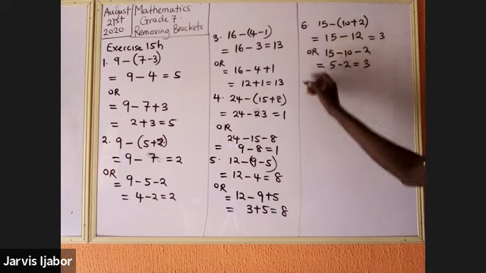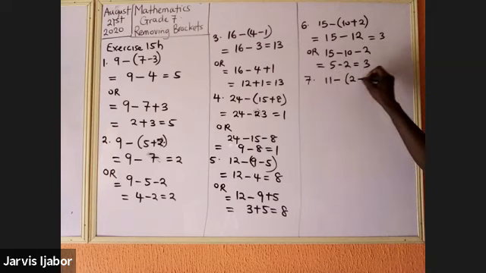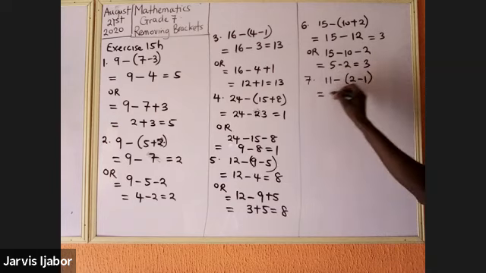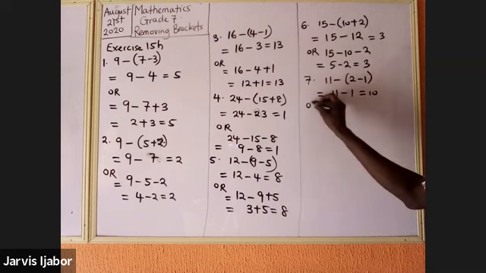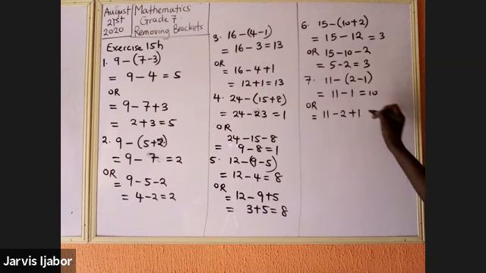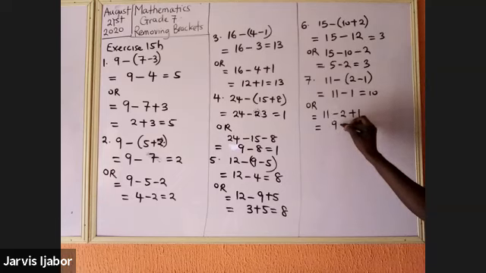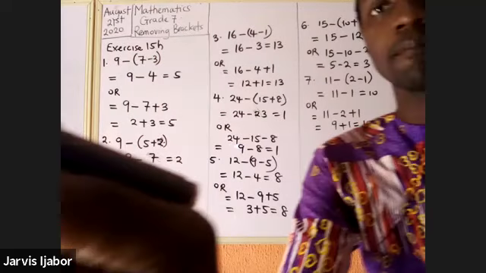Now let's look at question 7. In question 7, you have 11 minus 2 minus 1, which will give me 11 minus 1. That is 10. Or this will be 11. The contents will change. This will change to negative. This will change to positive. And that will give you what? 9 plus 1, which will be what? 10. See, the answers are essentially the same.